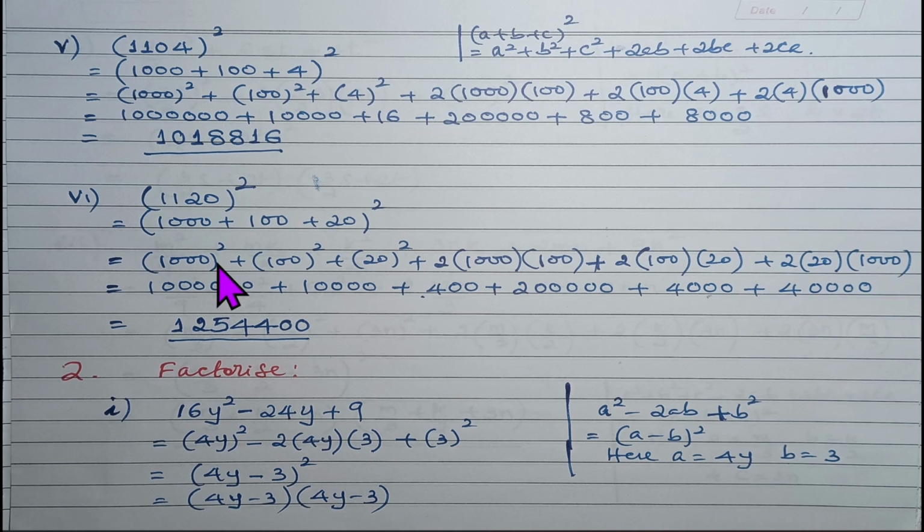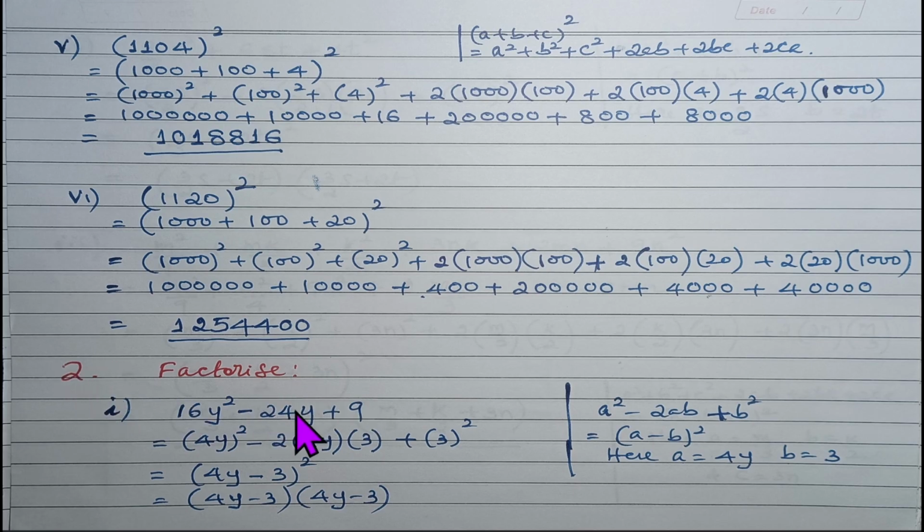Now square of this will be 1 followed by 6 zeros, this will be 1 followed by 4 zeros, this will be 2 square is 400, and this will be 2 followed by 5 zeros, and 2 into 2 is 4, 4000, and 2 into 2, 4, 40,000. So adding all this, we get 1254400 is the square of 1120. So please understand that. Now coming to the next example, that is example number 2, we have to factorize here.